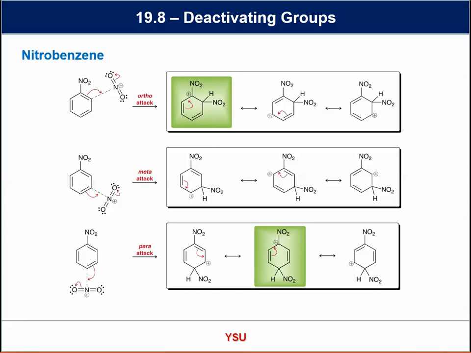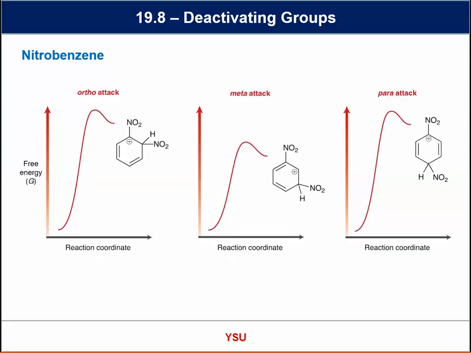So take home from this is that deactivating groups slow the reaction down compared to benzene, and they destabilize cations in the ortho and para processes, but not so much in the meta processes. So meta is better by default. There's the graphs showing you again the shift in the possibility here for the different energies of the transition states. The ortho and para are destabilized compared to the meta, and the meta, even though it's slow compared to benzene, is still the best pathway here, and so we have a meta director.